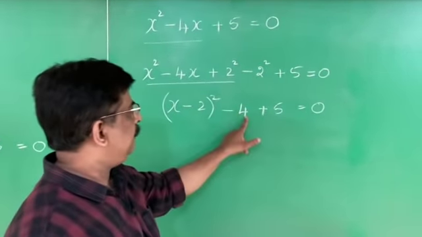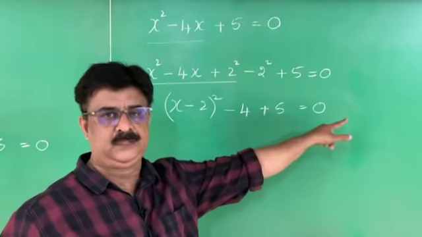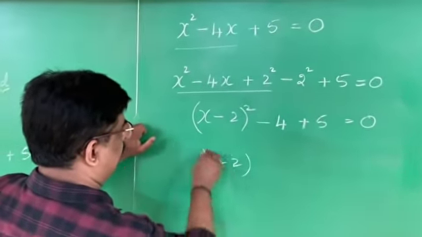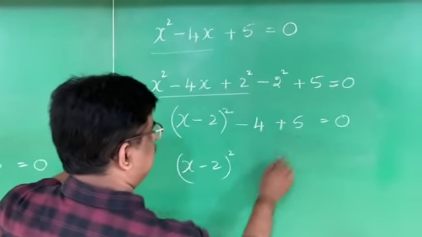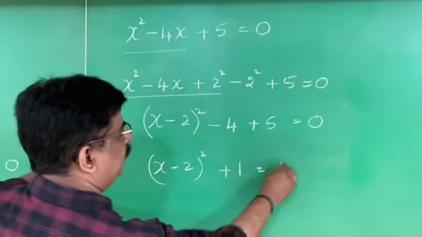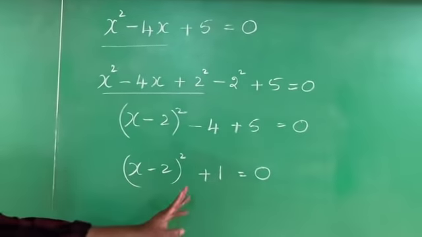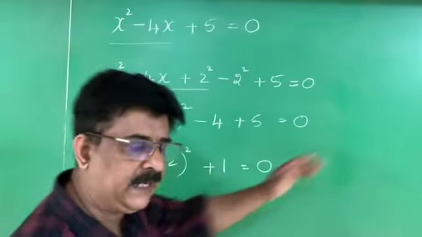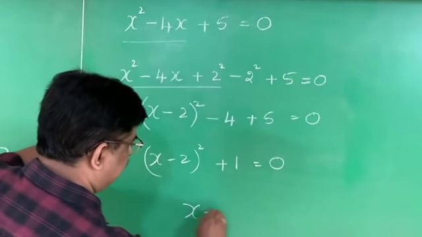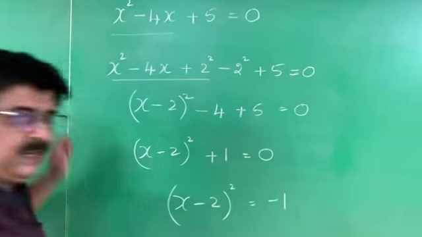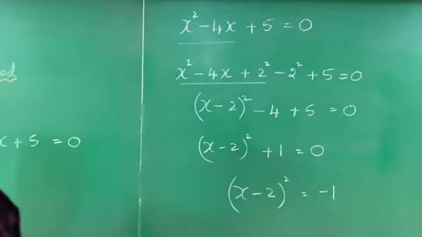Minus 2 square plus 5 is equal to 0. Next is x minus 2 whole square minus 4 plus 5 is plus 1 is equal to 0. Now this plus 1 I transfer to that side. Then it becomes x minus 2 whole square is equal to minus 1.